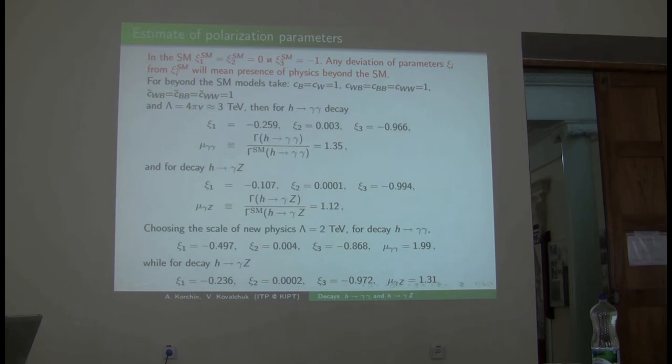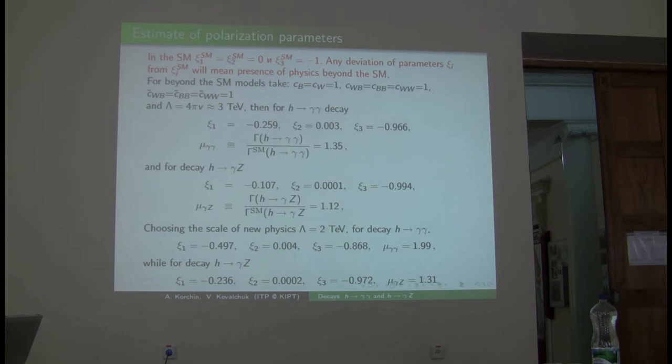Now, let me say something about numerical values. First, in the standard model, I just remind you that these values are 0 and this is minus 1. So any deviation in experiment of these parameters from these values will mean the presence of effects beyond the standard model. So for studying the beyond the standard model parameters, as an estimate we take values equal to about these coefficients, and the scale of the physics is typically 4 pi v, where v is 246 GeV, so this is about 3 TeV.